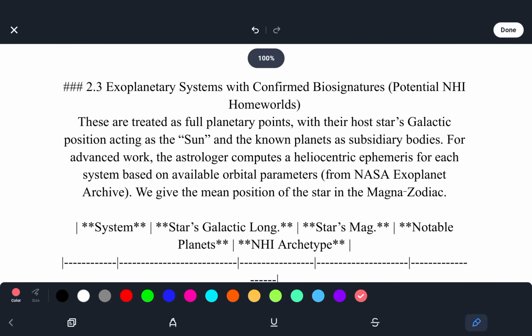Alright, moving on to the exoplanetary systems with confirmed biosignatures, potential NHI homeworlds. These are like exoplanetary astrology, but at the same time, we are going to, as human beings, meet these alien sentient variant beings sooner than later, is what I'm trying to say. So it's really good to be prepared.